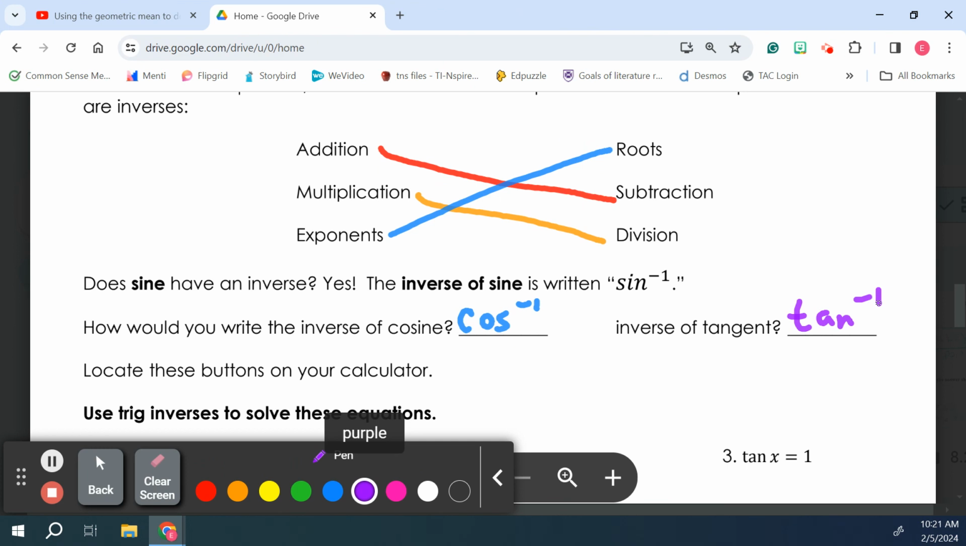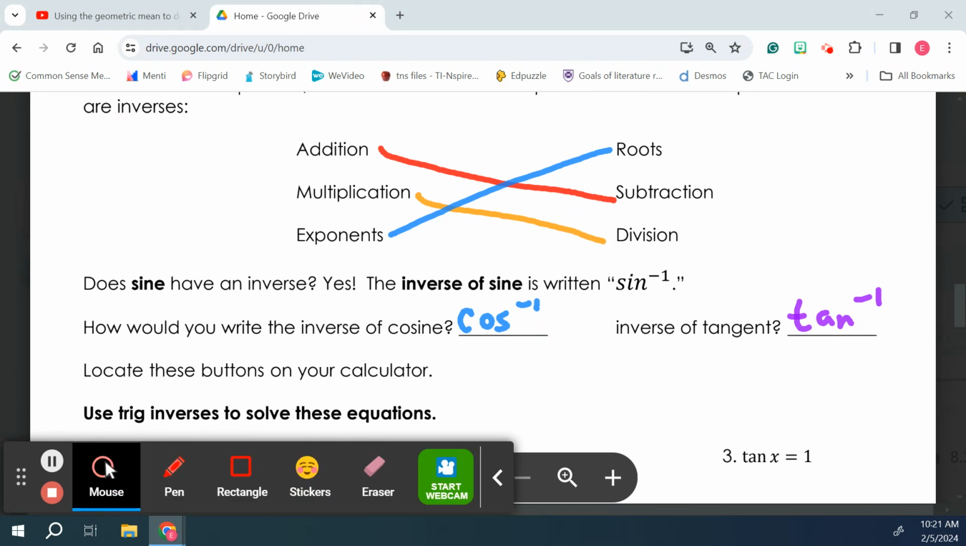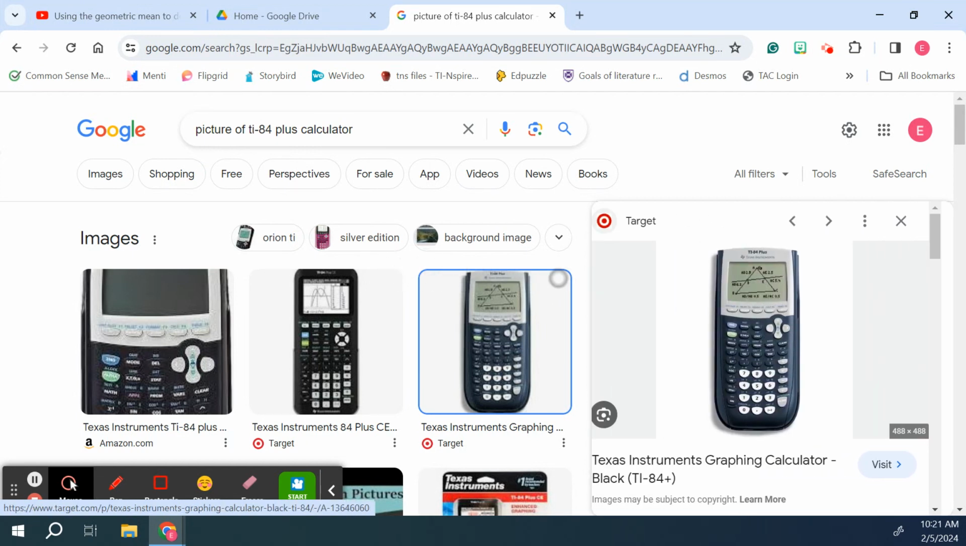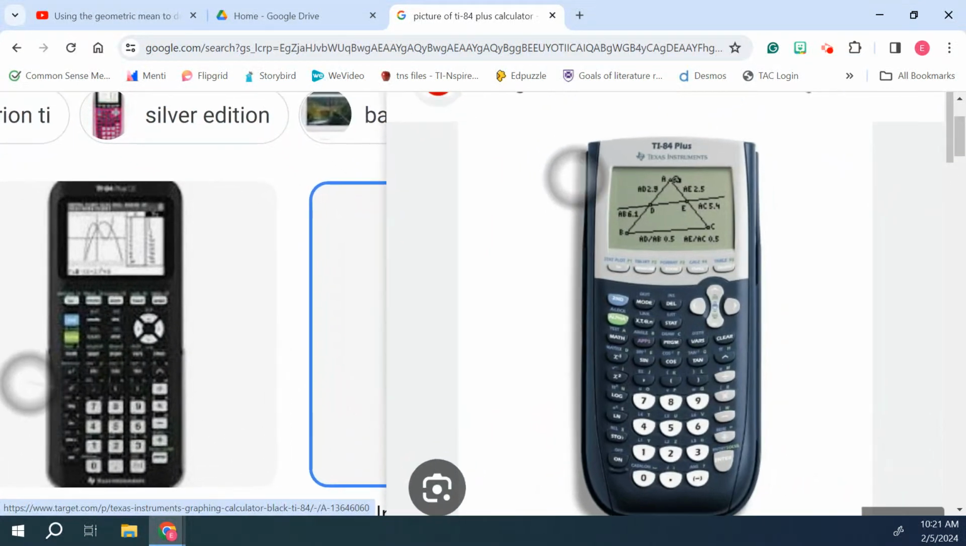Now look at your calculators. Look for sine, cosine, and tangent. And look right above sine, cosine, tangent in your calculators. What do you guys see there? Fortunately, I can't bring up the calculator. It's not working on my computer. Let's see. Picture of TI-84. Let's see if I can. Here we go. I'll just use this picture.